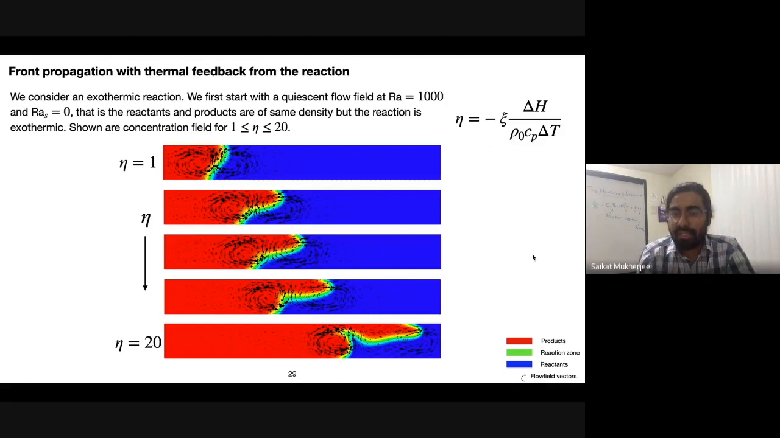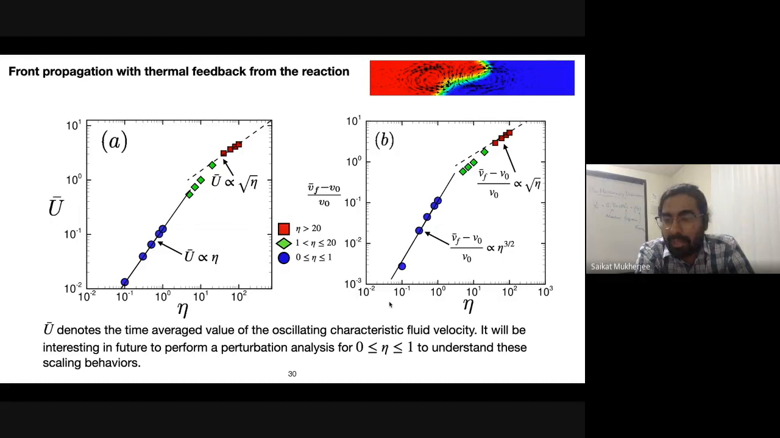We can again plot the variation of the fluid and the front velocity with eta, where eta is our heat release parameter. We see that the fluid velocity changes from a linear to a square root kind of variation, and the front velocity changes from a 3.5 to a square root kind of variation. We do not have a reasonable explanation for these scalings at this point, but something I'm working on is a perturbation expansion, with the same idea as with solutal feedback, to quantify this interesting physics here as well.